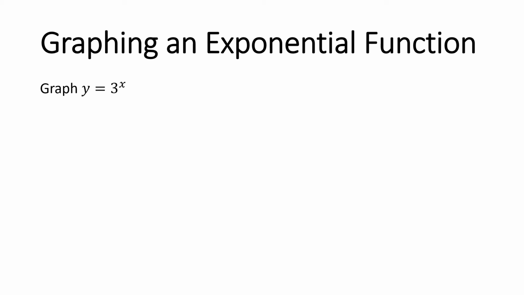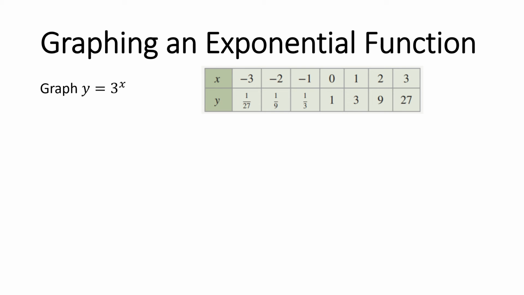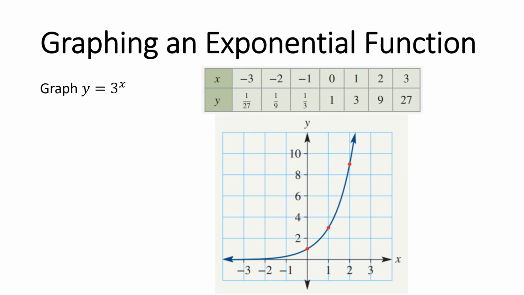So graphing an exponential function, we have the graph y equals 3 to the power of x. Here is our table of values. So on your calculator, for the first one, you would type in 3 to the power of negative 3, and that would equal 1 over 27. Remember to always keep our negative values in brackets. Then this is what the graph would look like for y equals 3 to the x.